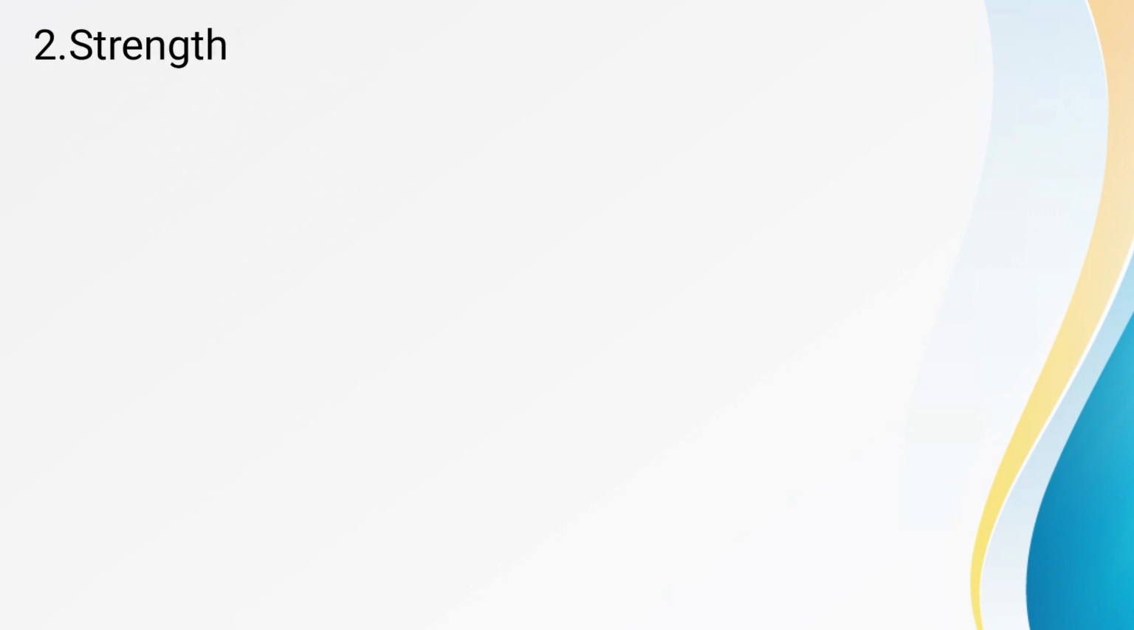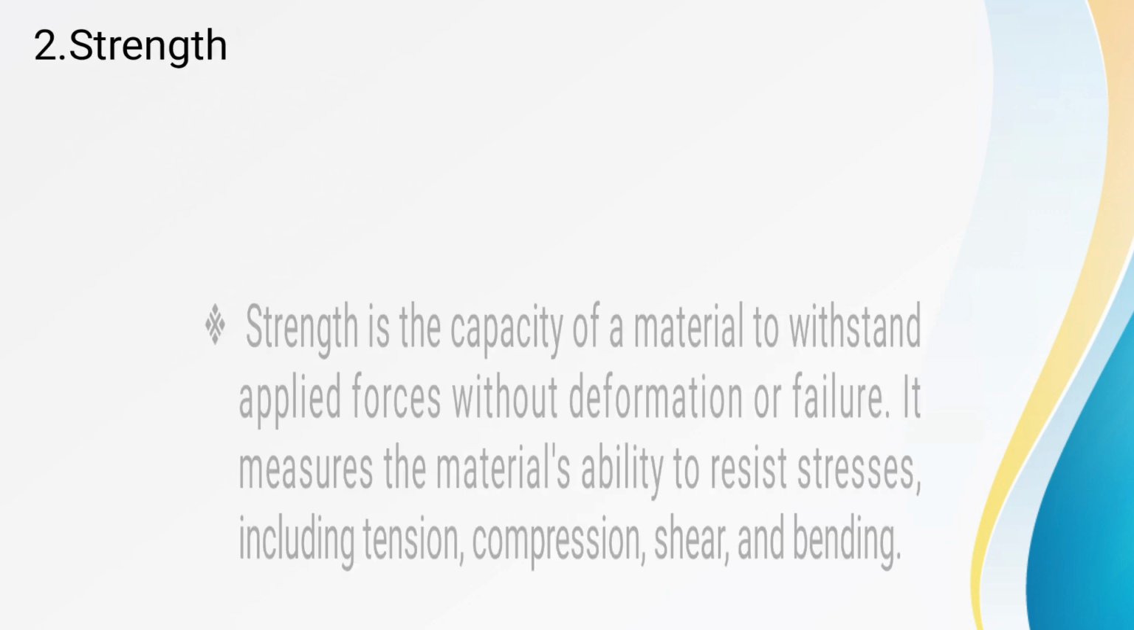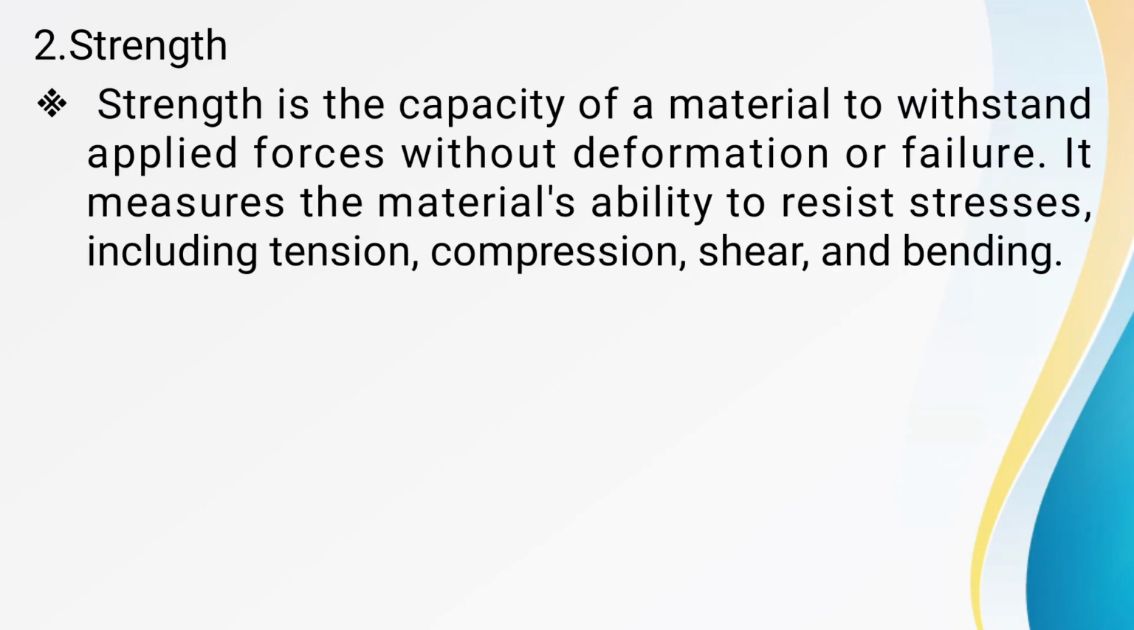Moving forward, general property number 2 is the strength. If we were to define the strength of a material, it is the capacity of a material to withstand applied forces without deformation or failure. It measures the material's ability to resist stresses, including tension, compression, shear, and bending.